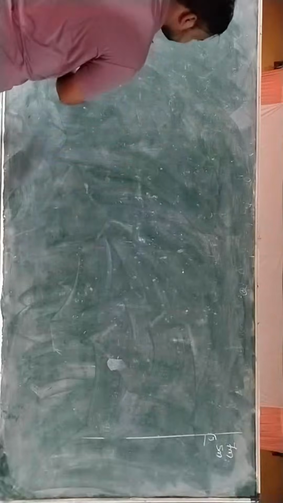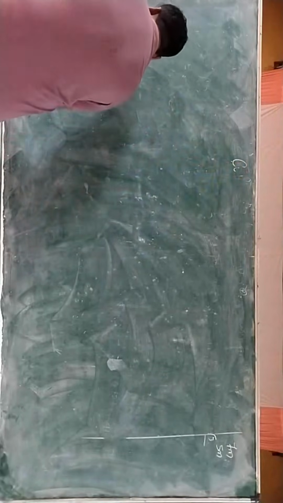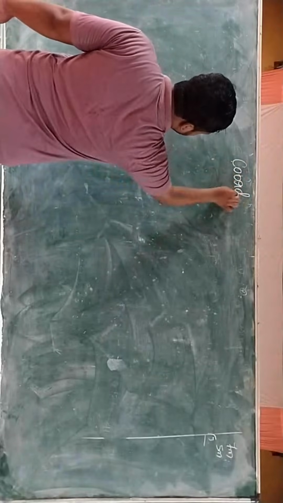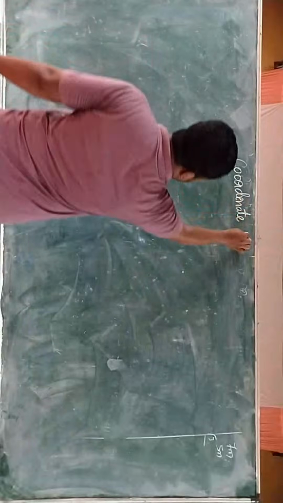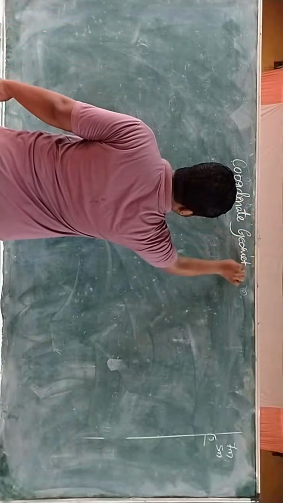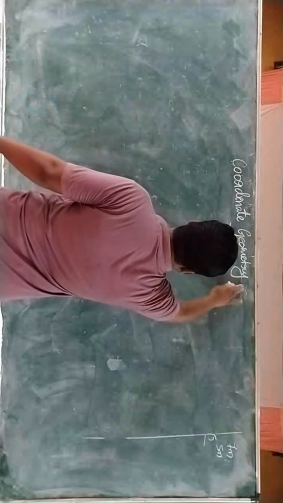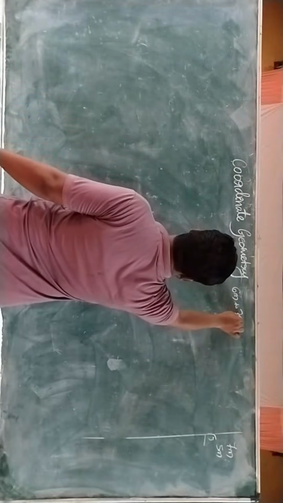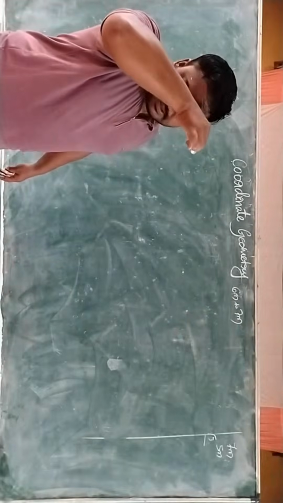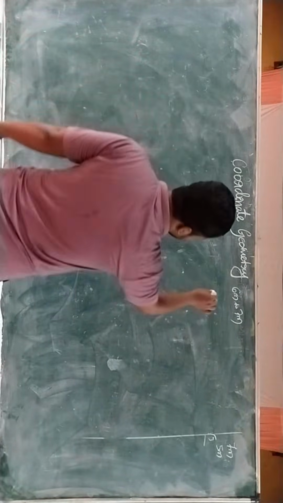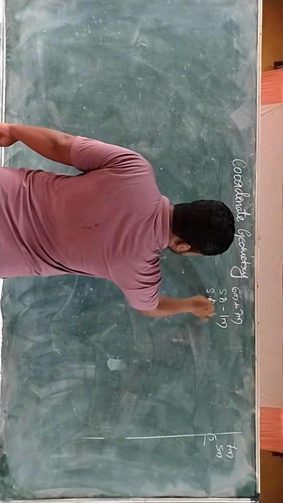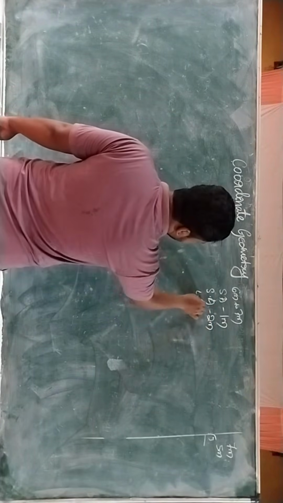The next chapter, coordinate geometry. So total weightage minimum 6 to 7 marks. The typology of questions: here also short answer type, 1 mark 1 question. And next, short answer type, 2 mark 1 question. And long answer type, 3 mark 1 question will appear.